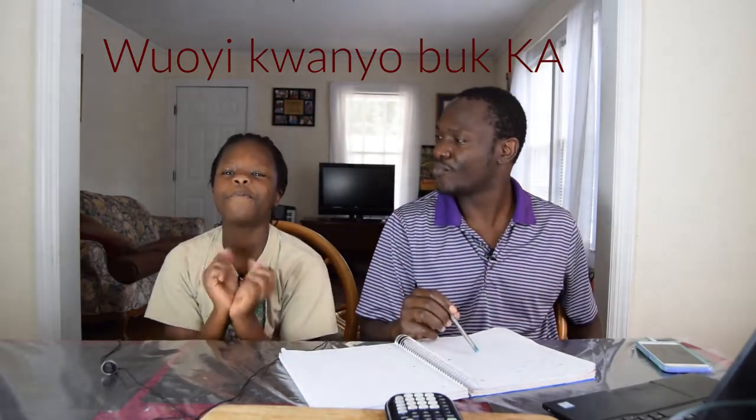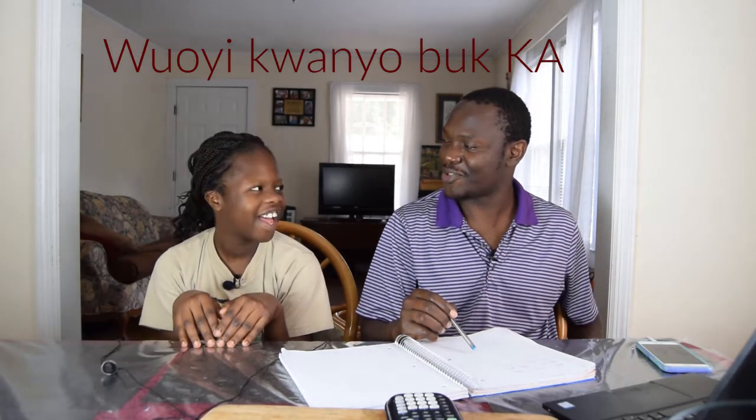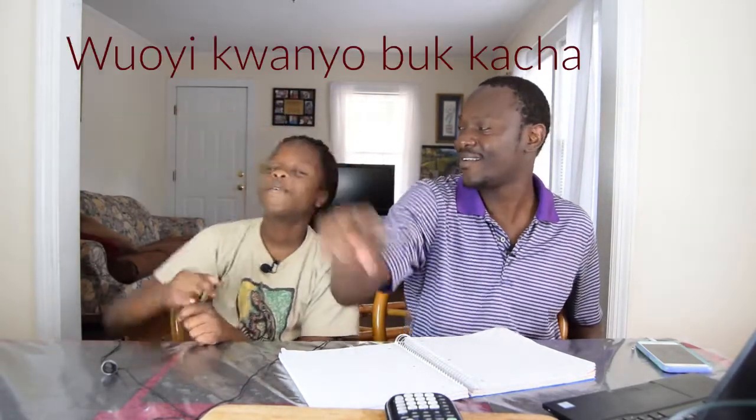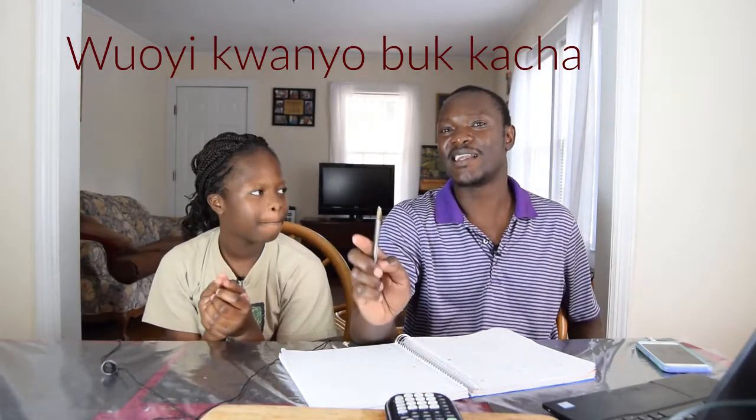Woi kwanyo book. Ka. You sure? Yes, correct. Woi kwanyo book. Ka. But now he's picking a book there. Woi kwanyo book. Kacha. Yes. Now, children picking. Those children are picking a book.